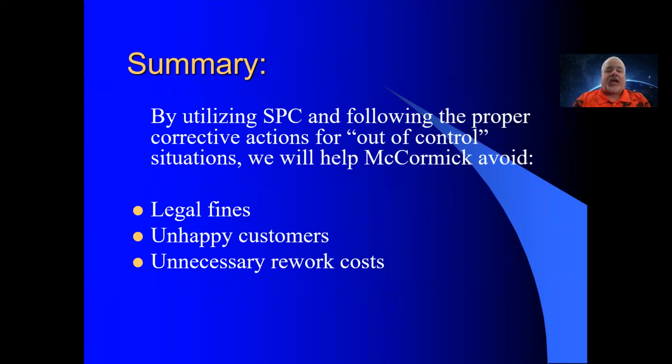In summary, by utilizing SPC and following the proper corrective actions for out of control situations, we will help McCormick avoid legal fines, unhappy customers, and unnecessary rework costs. So what happens if you run and you have a MAV violation? You either have to throw out product or open all those bottles, dump them back into a container, put the bottles back on the line, rerun and refill them, or maybe throw the bottles out but save the oregano in the product. It depends on what you do, but that's a lot of work.